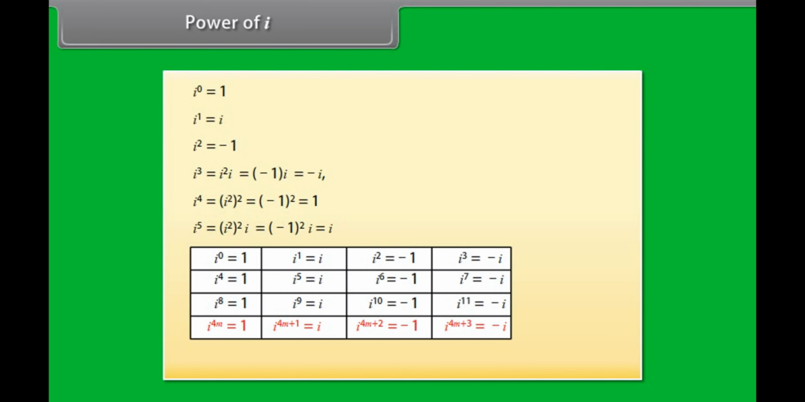Look at the table. We can see that iota raised to power 4m is equal to 1. Iota raised to power 4m plus 1 is equal to iota. Iota raised to power 4m plus 2 is equal to minus 1. Iota raised to power 4m plus 3 is equal to minus iota, where m is equal to 0, 1, 2, 3, and so on.